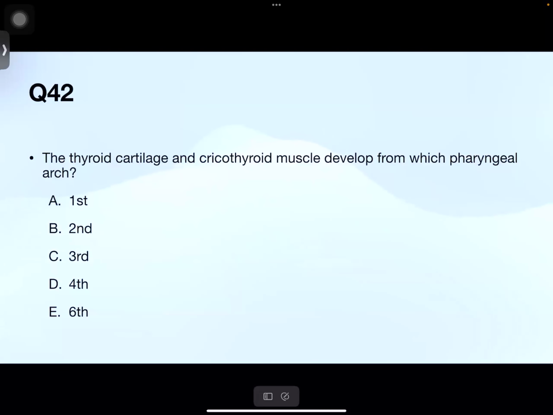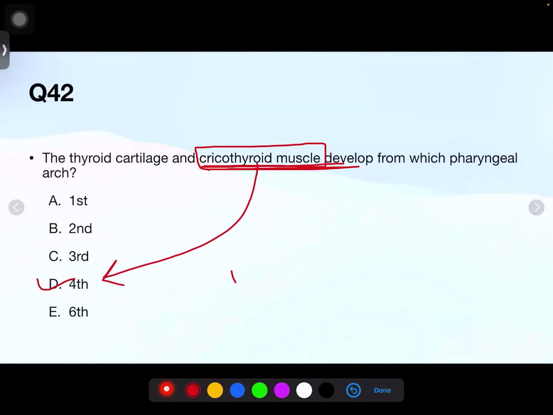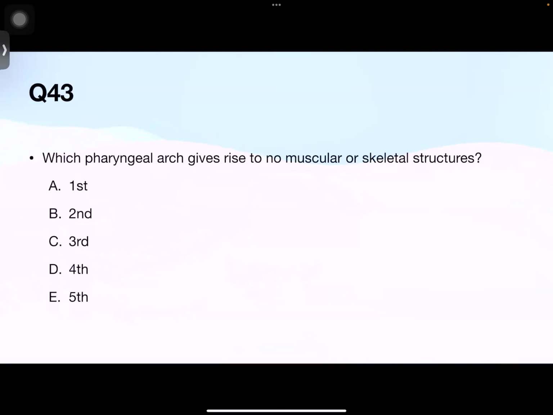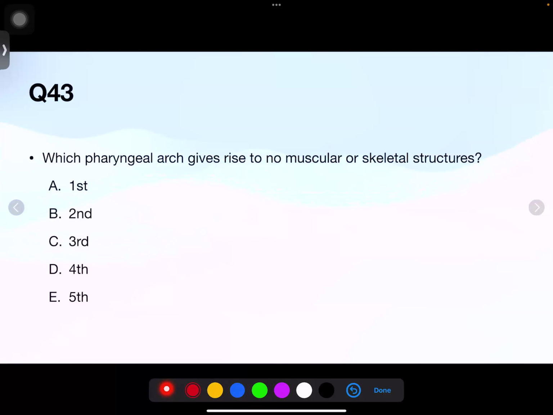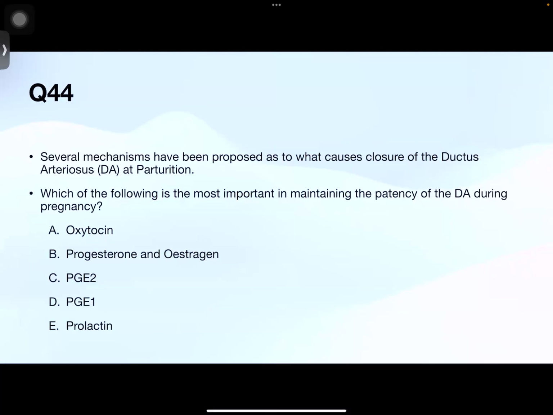अच्छा जी, अगेन फेरिंजियल आर्च आ गई आपकी जी. थायराइड कार्टिलेज, क्रिकोथायराइड मसल कौन सी थी फेरिंजियल आर्च? क्रिकोथायराइड फोर्थ. जब भी ये क्रिकोथायराइड आएगी फोर्थ, जब भी बाकी लेरिंक्स के मसल्स आ जाएंगे तो वो आपने सिक्स्थ पे चला जाना. ठीक हो गया. अच्छा जी, which pharyngeal arch gives rise to no muscular or skeletal structure? So कुछ भी नहीं, no structure developing. So that was the rudimentary pharyngeal arch, or that is fifth pharyngeal arch.